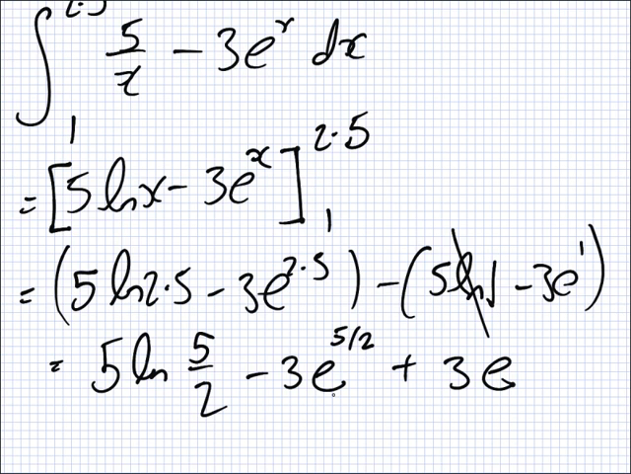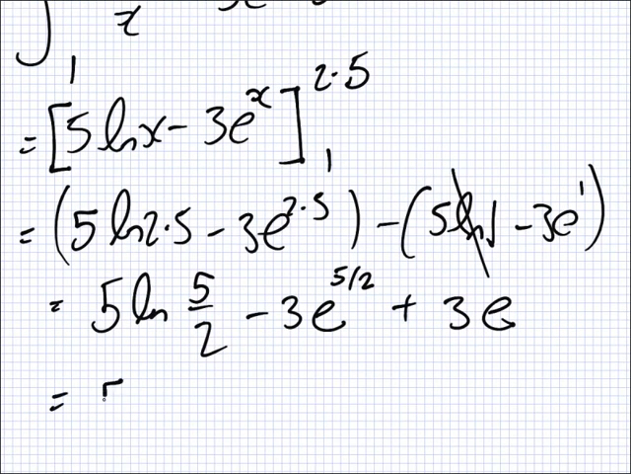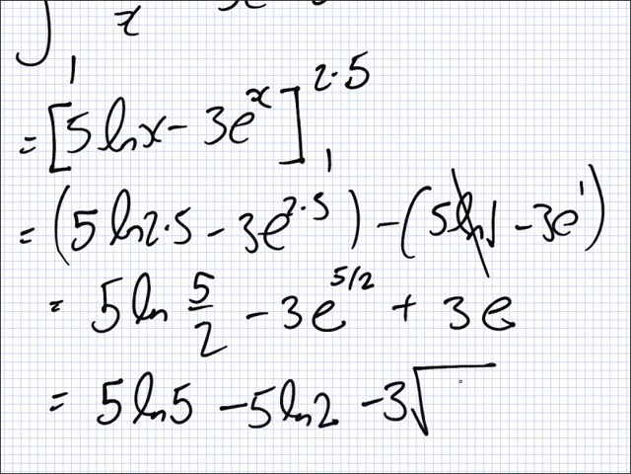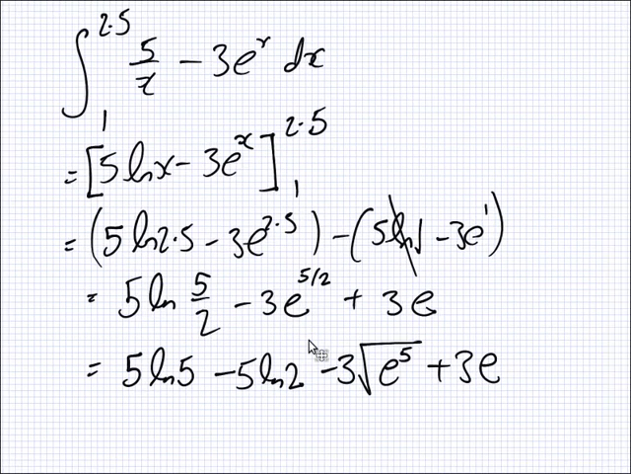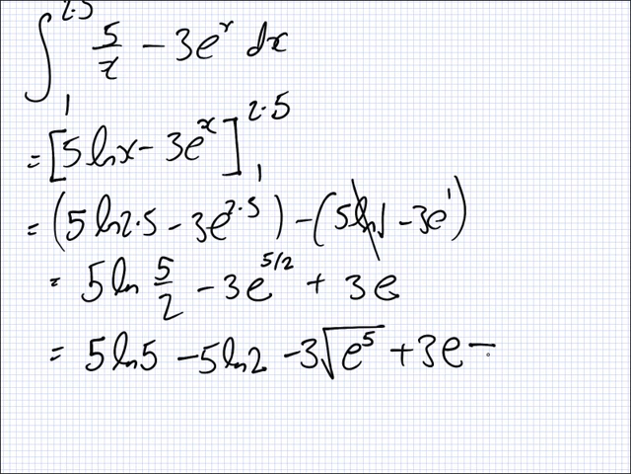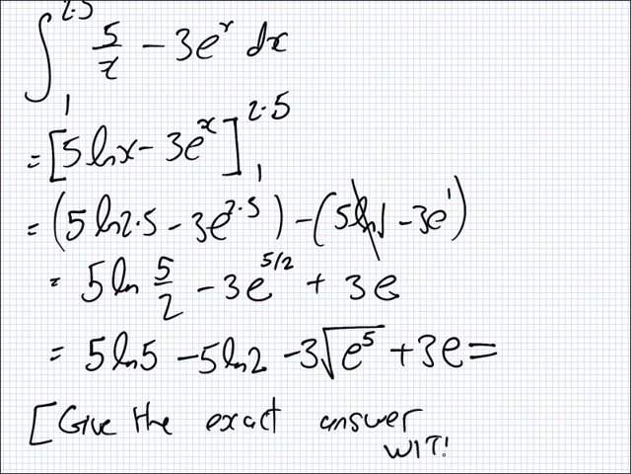And this would equal 5 log 5 minus 5 log 2 minus 3 square root e^5 plus 3e. Okay, now, Mo, do you mind typing that exact thing in on the calculator? I'm imagining the question could have said, give the exact answer with no decimals.